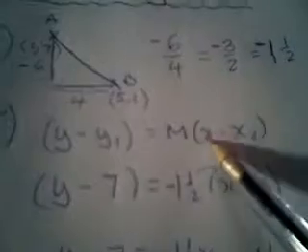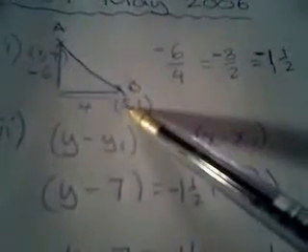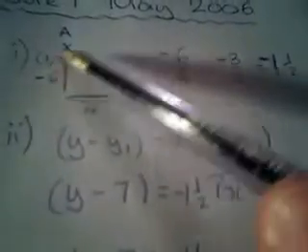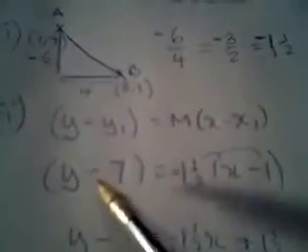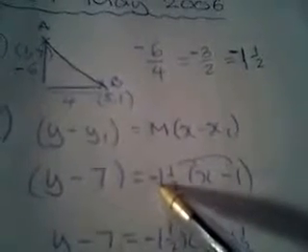Okay, using this form of my formula for equation of a straight line, y minus y1 equals m(x minus x1), I can choose either (1, 7) for A or (5, 1) for B. Either will work. I'm going to use (1, 7), which is obviously on the line AB. Put that in here, where y1 is 7 from A, x1 is 1 from A, and the gradient is minus 1.5.